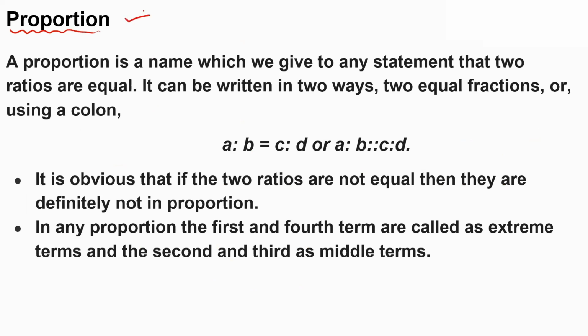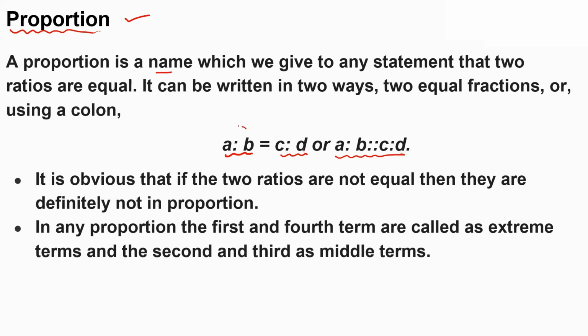What is a proportion? Proportion is the name we give to any statement that two ratios are equal. It can be written in two ways. A is to B, I am giving two ratios. If A is to B is equal to C is to D, it means A, B, C, D are in proportion. They can be written like this: A is to B is the same as C is to D.